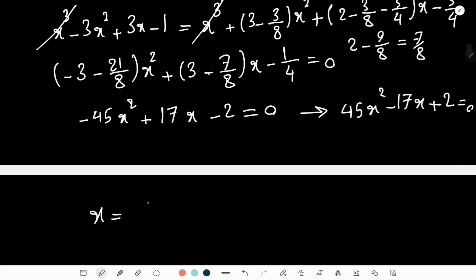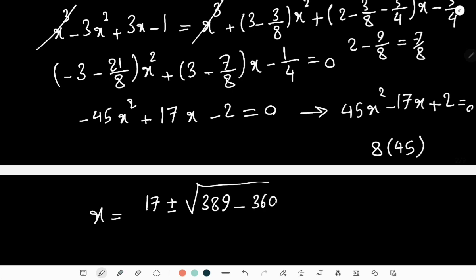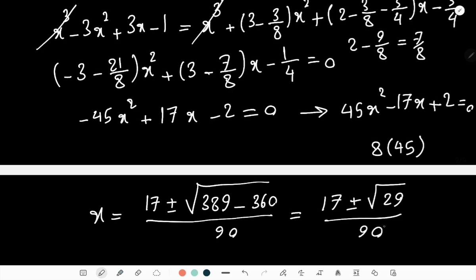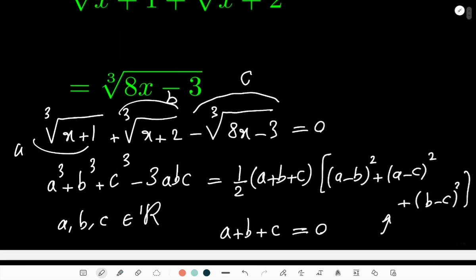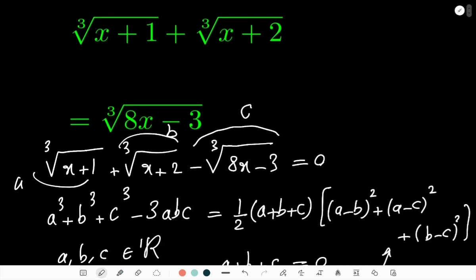So x is 17 plus minus the square root of 389 minus 8 times 45, which is 360, if I'm not wrong, divided by 90, which means x is 17 plus minus the square root of 29, divided by 90. So we have two roots, and those are the roots for us, and that's perfect, right? So this very complicated problem, we could solve it using an algebraic identity.